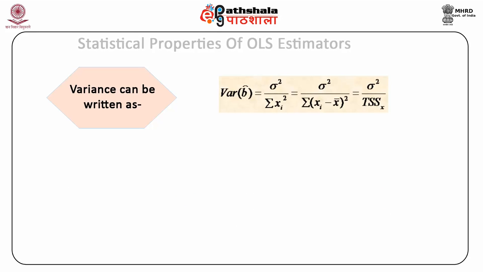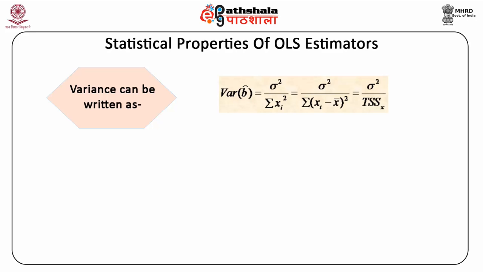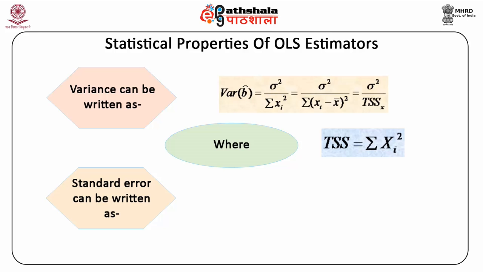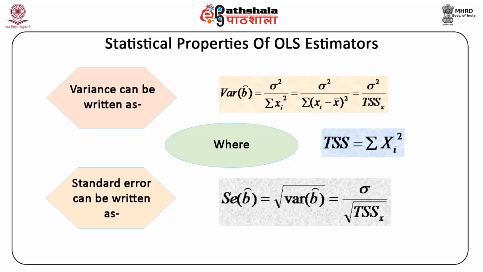Thus, we can write variance of b hat as sigma square upon summation xi square, which is equal to sigma square upon summation xi minus x bar whole square, which is equal to sigma square upon TSS of x, where TSS, that is the total sum of squares, is equal to summation xi minus x bar whole square. The standard error of b hat is the square root of the variance. That is, standard error of b hat is equal to under root of variance b hat, which is equal to sigma upon under root of TSS of x.